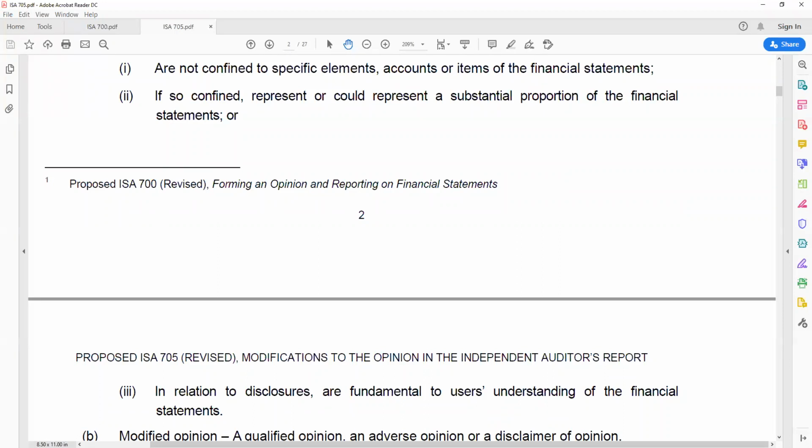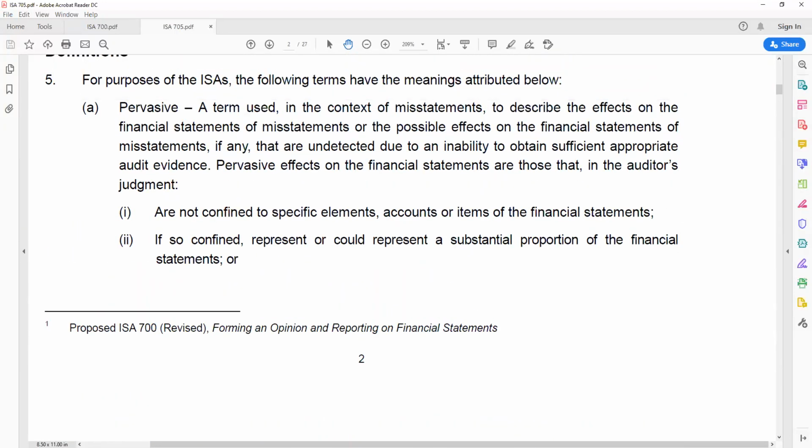But generally, the first definition is what we conventionally know as pervasive: the impact of that particular misstatement is not constrained to one particular element, account, or item of the financial statements. Now let's go back to our notes.